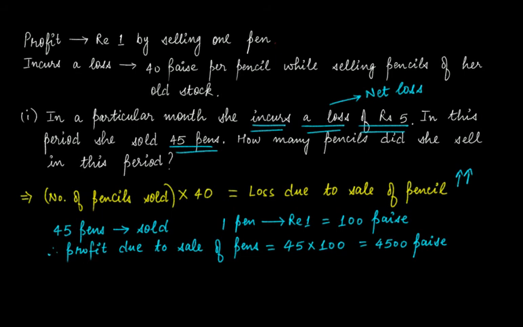Let me take this white color again. So number of pencils sold times 40 minus this 4500. Why? Because the profit due to the pen is equal to what? You're incurring a loss of ₹5. So ₹5 means 5.